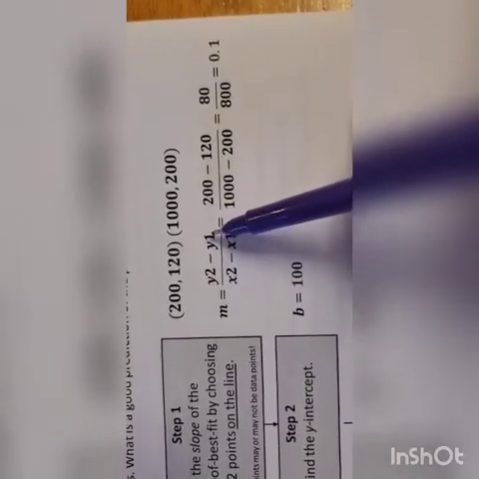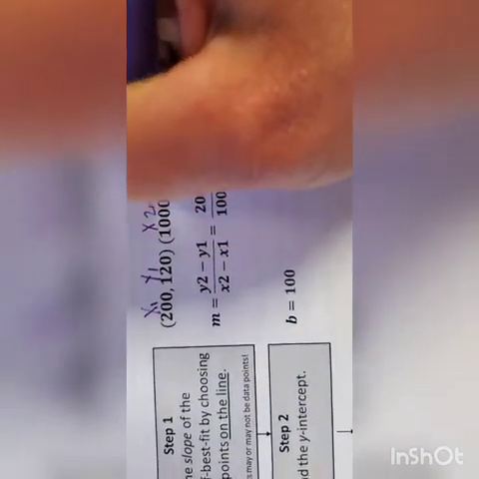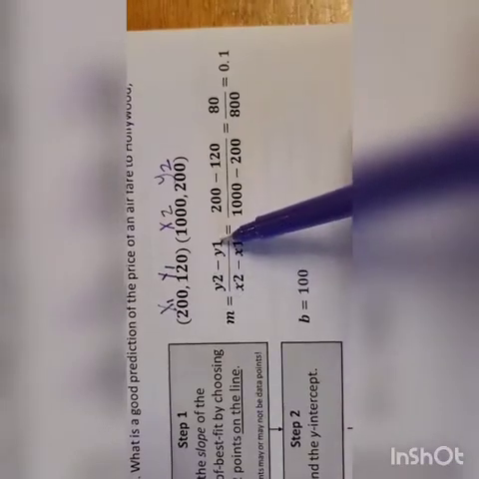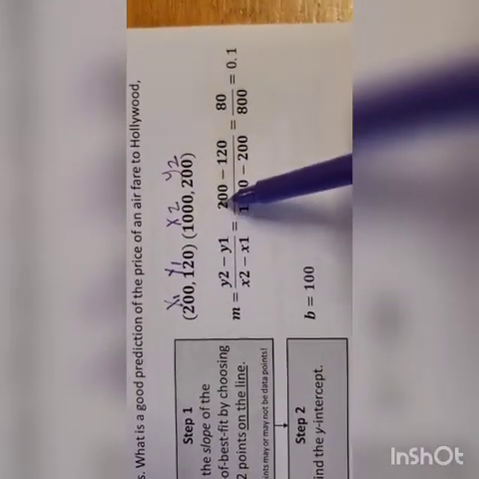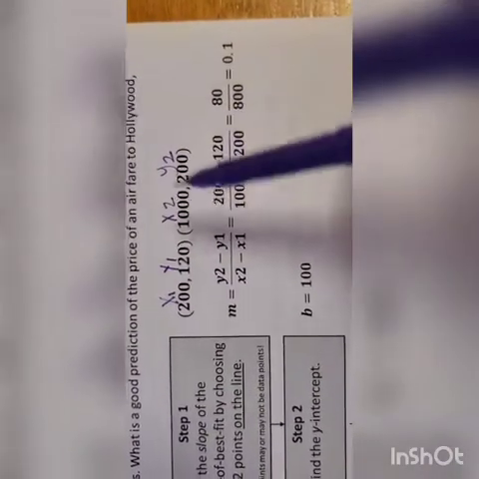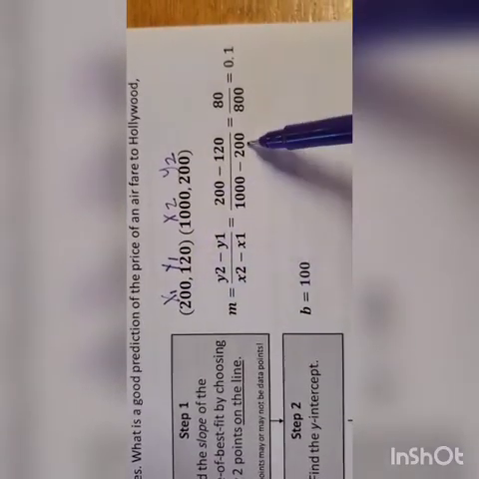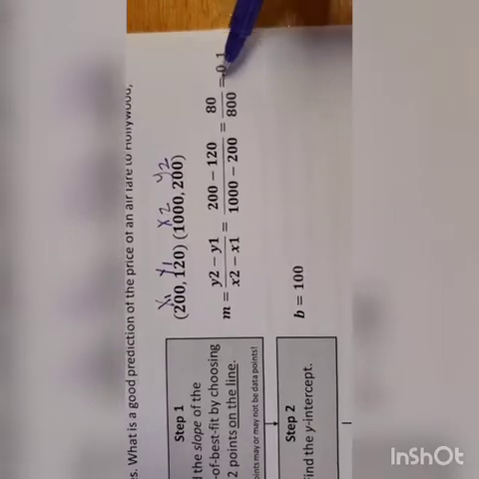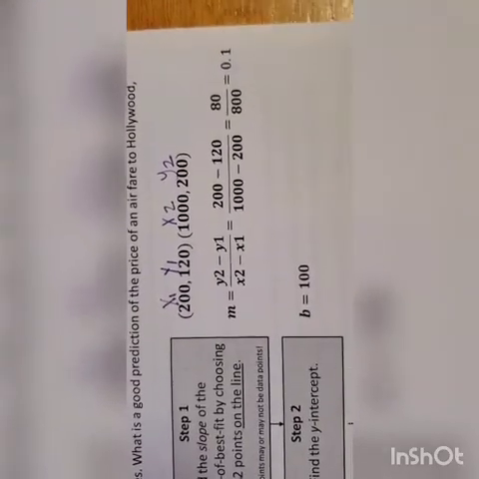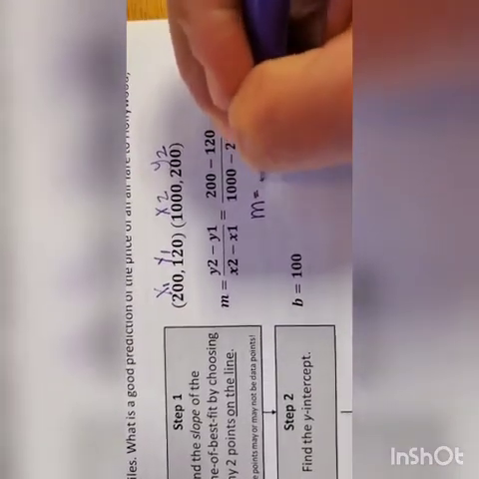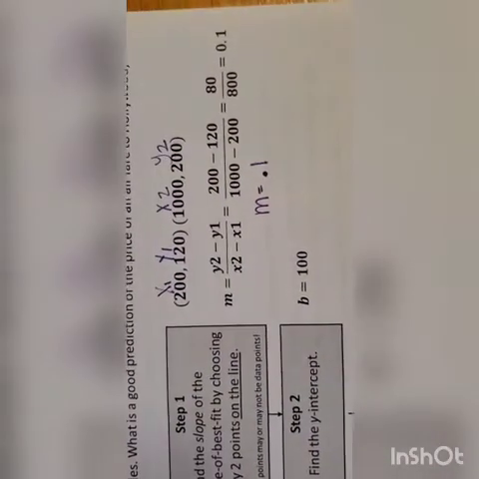Let's label our points. Y2 minus y1 would be 200 minus 120. X2 minus x1 would be 1,000 minus 200. So you get 80 over 800, and that is 0.1. So our slope is 0.1.